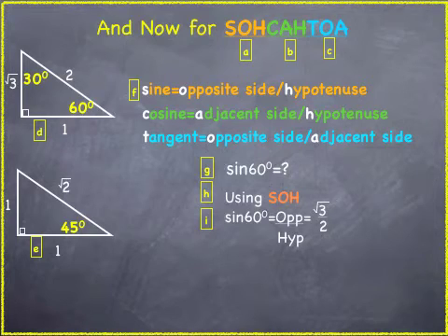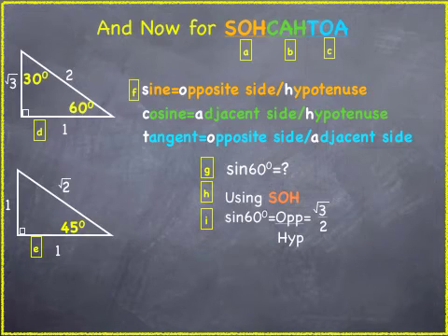Well, let's look at an example in G. Sine of 60 degrees. What is that? Well, since we're dealing with sine, we're dealing with the SOH part of SOHCAHTOA, which stands for sine is equal to the opposite side divided by the hypotenuse. So, select the triangle that has 60 degrees in its angle, which is triangle D.